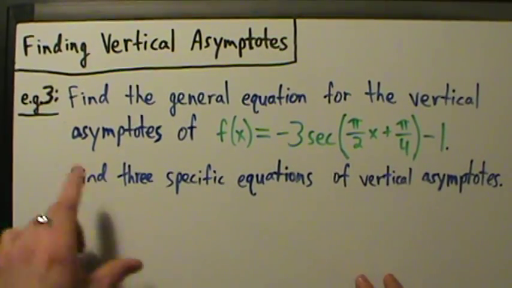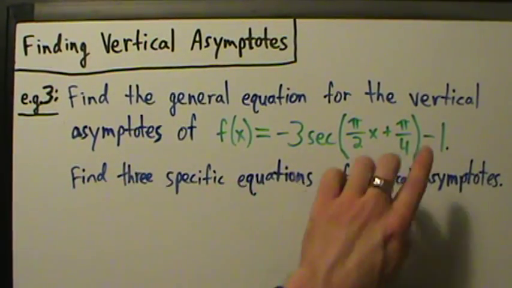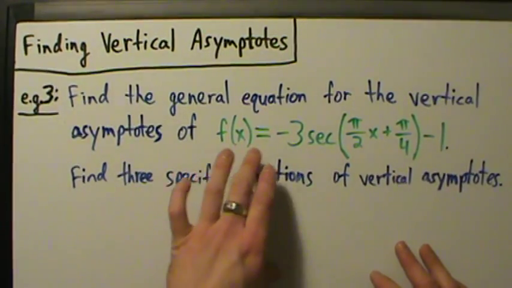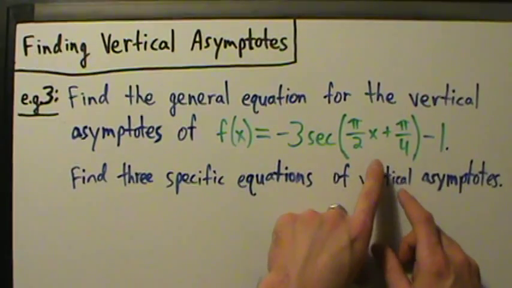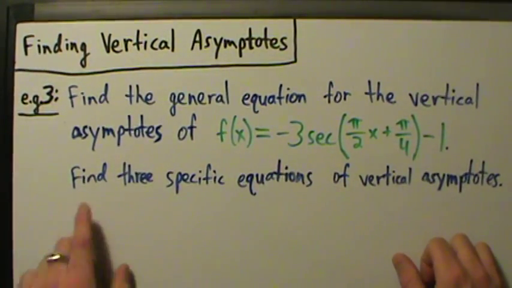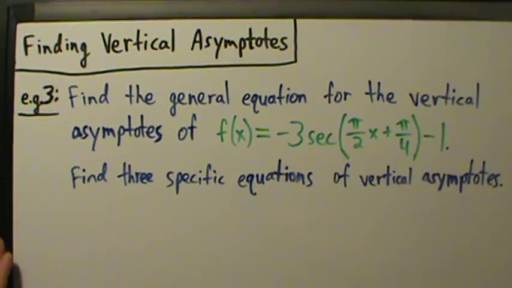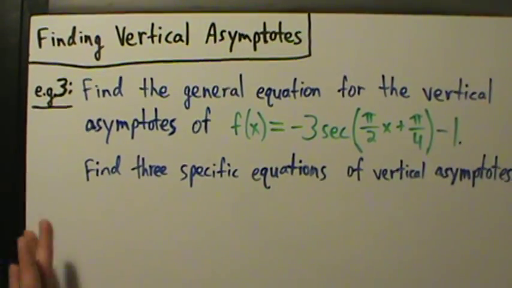But anyway, so example 3, find the general equation for the vertical asymptotes of f of x equals -3 times the secant of the quantity pi over 2x plus pi over 4, and then minus 1. Find 3 specific equations of vertical asymptotes. Okay, so we're going to approach this just like we did with examples 1 and 2.